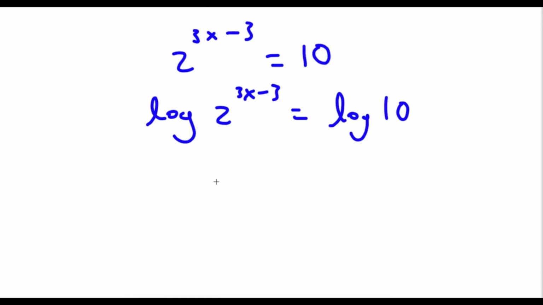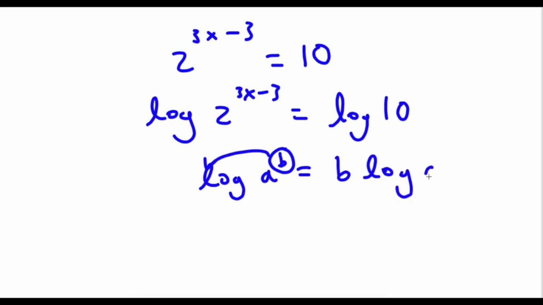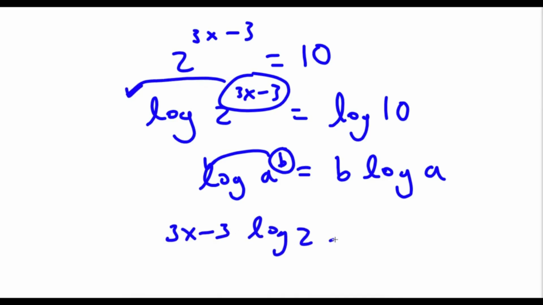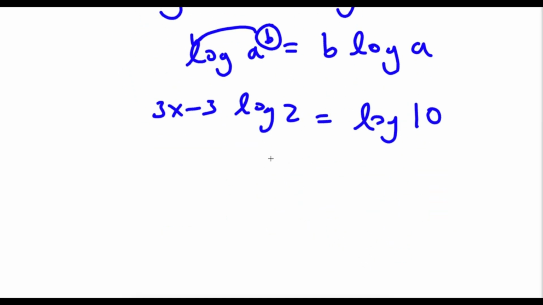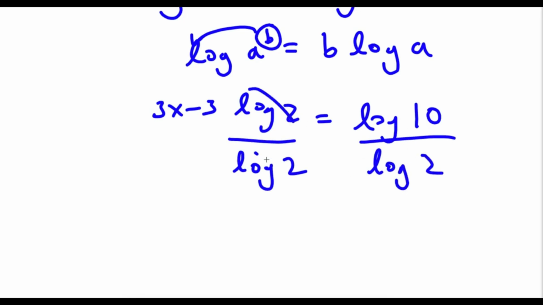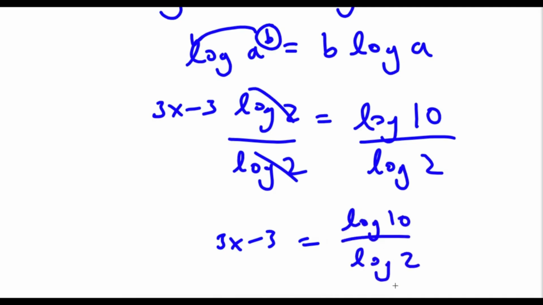Now, an important property of logarithms is that if I have log a to the power of b, I can actually move this exponent b to the front of the logarithm. So this would equal b times log a. So in this case, I can move this to the front, so I'll have 3x minus 3 times log 2 is equal to log 10. Now I can divide both sides by log 2. So then these two cancel out, and I'm left with 3x minus 3 is equal to log 10 over log 2.